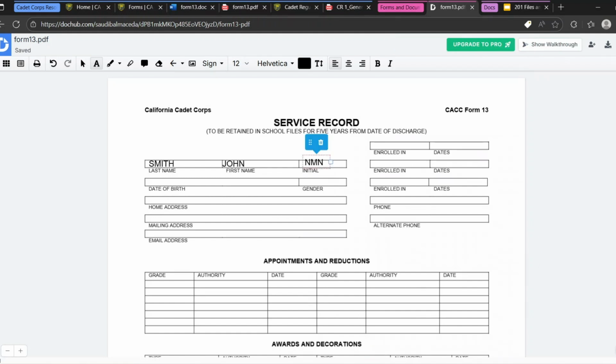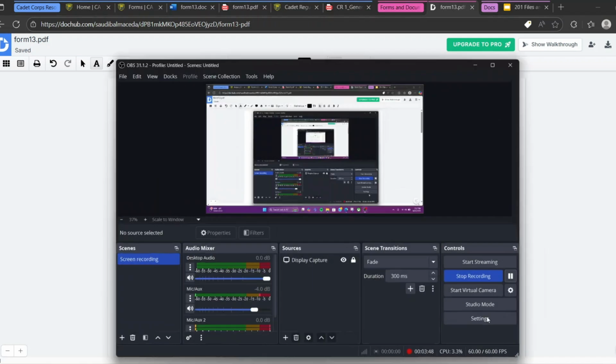Okay, so if we're talking about Cadet Smith here, we would fill in his last name and first name based off of his records, which would be in all capitals. And for the middle initial, if his middle initial starts with an A, for example, Adam, we would put A. But if the cadet does not have a middle initial, the correct way to fill out a Form 13 and indicate that he has no middle initial is to put NMI, which represents no middle initial.